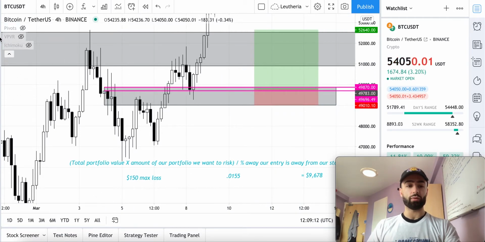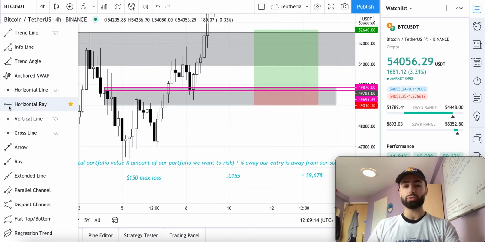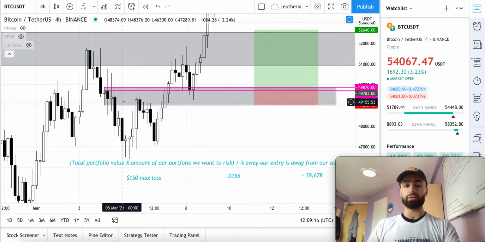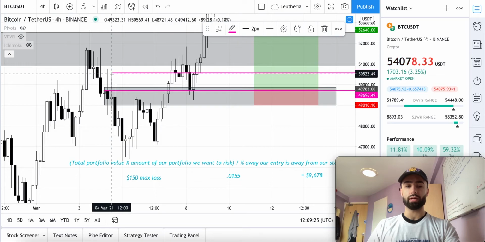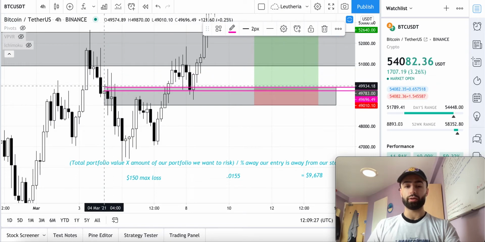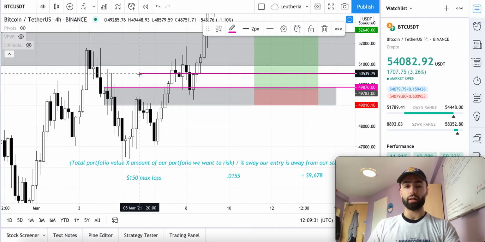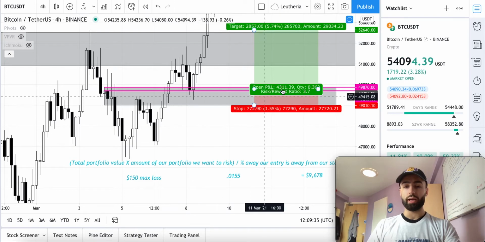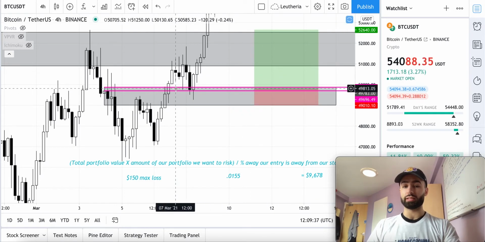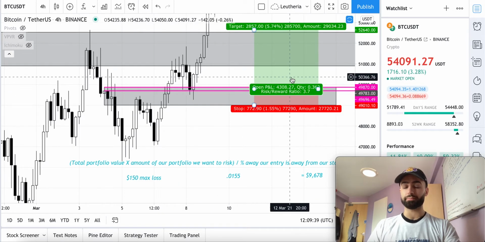What I like to use is the horizontal ray tool right here. And that gives you exactly where you can, and you can use the magnet tool then to pull those lines. The pink line will snap. You can see it's snapping around. It'll snap right to where you want it. So you can pull it right to the wick for one of them, and then you can pull the other one right to the top of the body of the candle for the support level. Average those two prices together to give you your average entry.